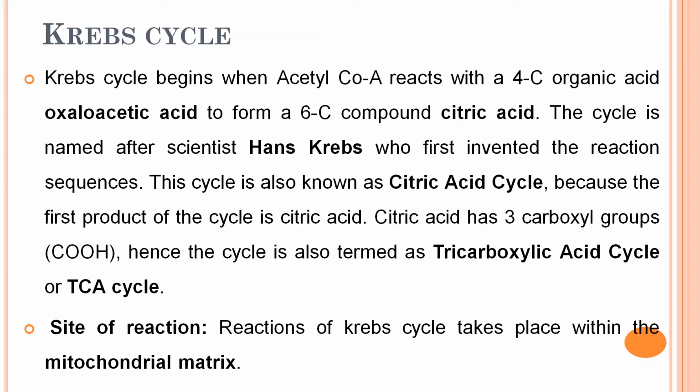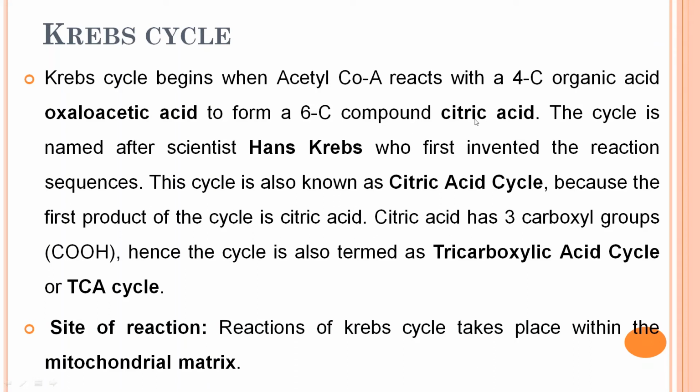The Krebs cycle begins when acetyl coenzyme A reacts with the 4-carbon organic acid, oxaloacetic acid, to form a 6-carbon compound called citric acid. I will show it in the cycle. The cycle is named after the scientist Hans Krebs, who first discovered the reaction sequence of the Krebs cycle. This cycle is also known as the citric acid cycle because the first product of the cycle is citric acid.